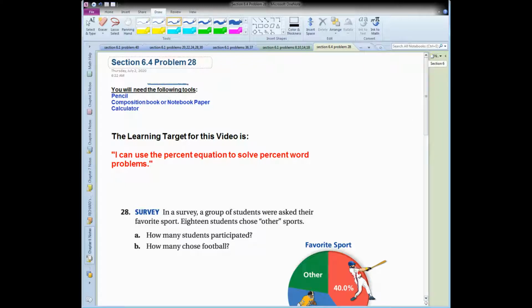Make sure you've got all the good stuff right here: pencil, composition book or notebook, paper, and your calculator. The learning target for this video is I can use the percent equation to solve percent word problems.